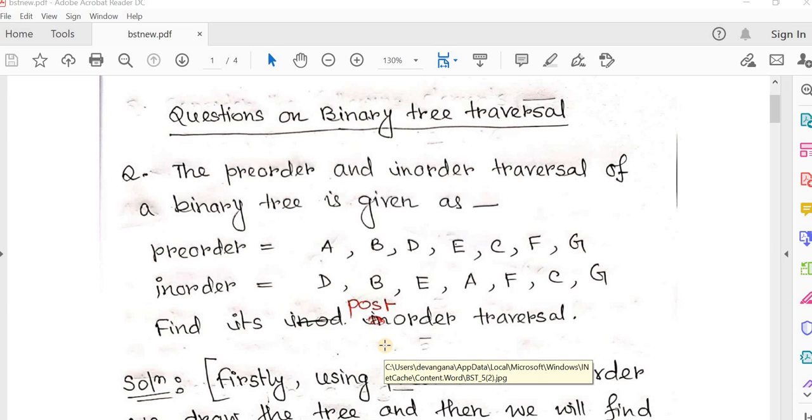Pre-order and in-order is given. You have to find the post-order traversal. Is the question clear? You are given pre-order and in-order traversal. Two traversals are given. You have to find the post-order traversal.